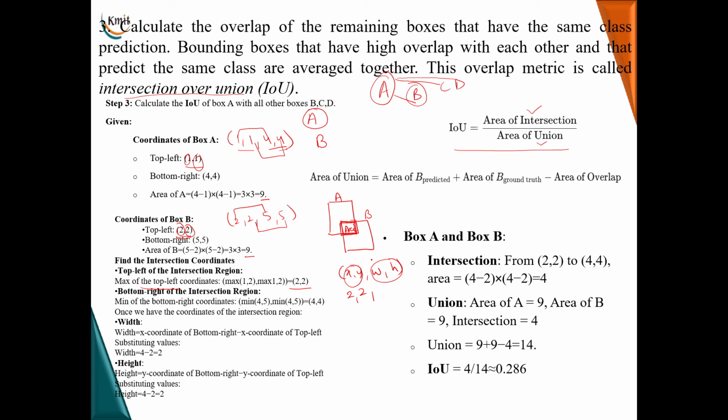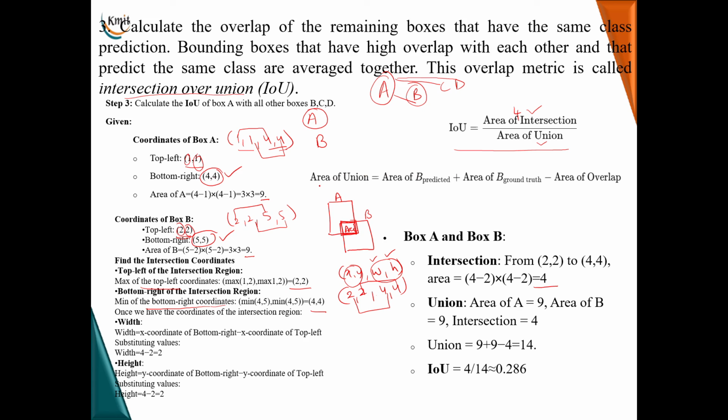Coming to calculating the bottom right values, that is w and h, the formula is the minimum of the bottom right coordinates of A and B. So bottom right coordinates are 4, 4 and 5, 5. Minimum of 4 and 5 is 4. So I get w and h value as 4, 4. These are the coordinates of this area. To find the area of this intersection, 4 minus 2 into 4 minus 2, which is equal to 4. So my numerator value is 4.